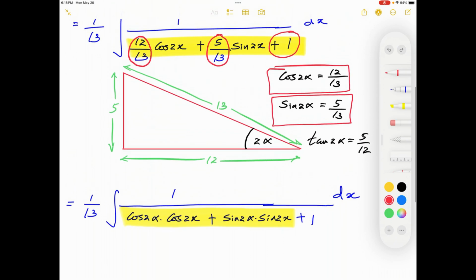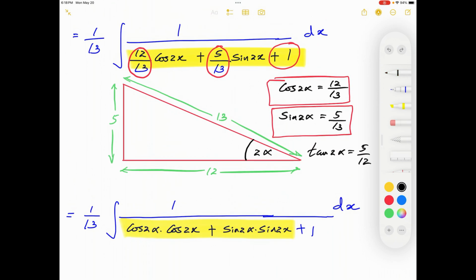If I go back to this triangle, in case I had labeled the angle right here as angle 2 alpha, then I would not have cosine 2 alpha equal to 12 over 13. I was careful to pick the angle right here as 2 alpha so that 12 over 13 is cosine 2 alpha and 5 over 13 is sine 2 alpha. Then this part of the denominator became cosine 2 alpha times cosine 2x plus sine 2 alpha times sine 2x. So when you select those lengths of the triangle, you have to be careful on that.